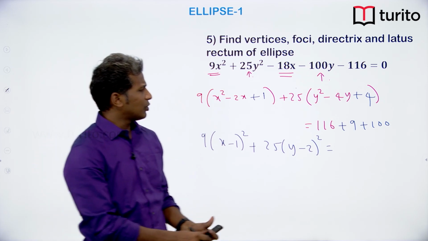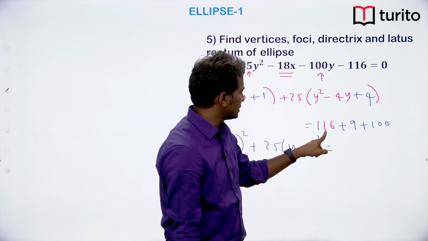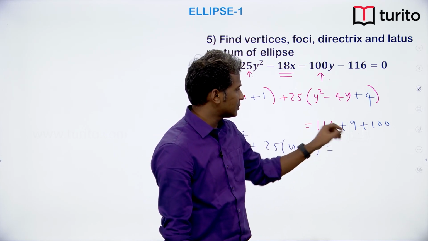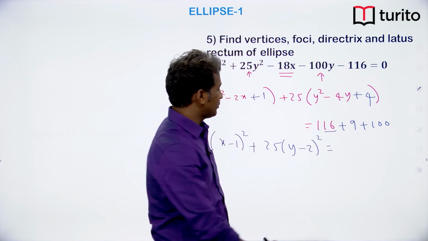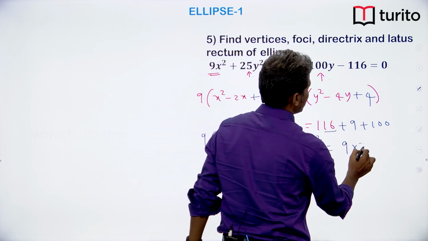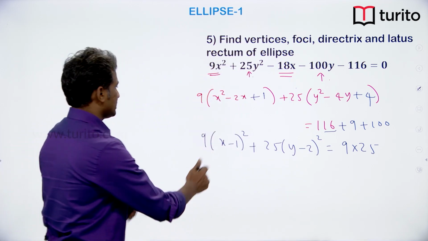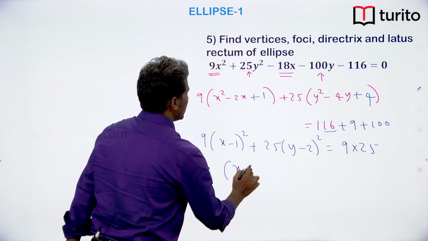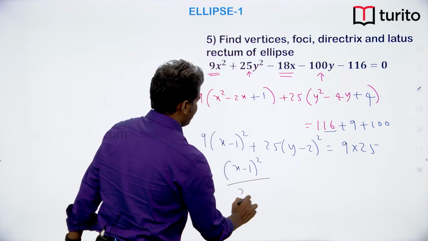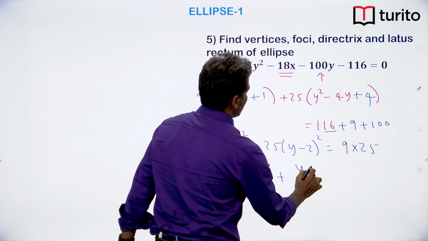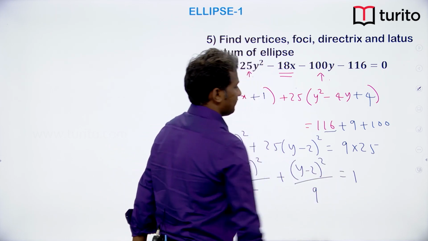Okay. Now what about the RHS? The RHS comes out to be, see, 16 plus 9 is 25. So 125 plus 100 is 225, and we know that 225 is 9 into 25. So, we can divide by 9 into 25 on both sides and convert this into an equation like this: x minus 1 whole square by 25 plus y minus 2 whole square by 9 equal to 1.